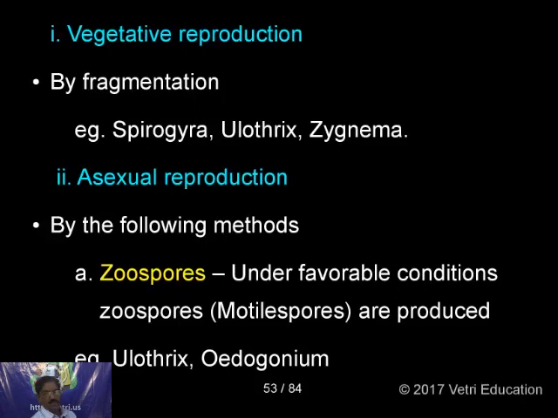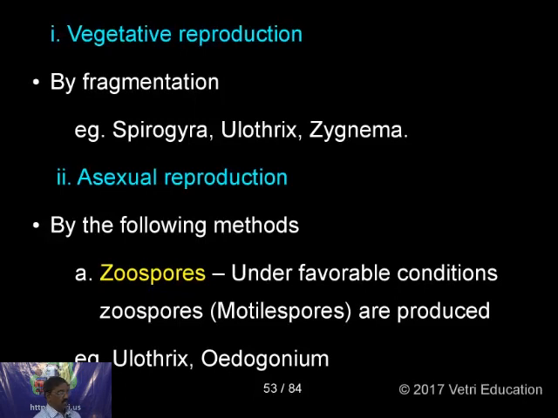Examples are Spirogyra, Ulothrix, Zygnema, etc. Regarding asexual reproduction, the plants produce a number of different types of spores. Number one is zoospores. Zoo means moving spores. Moving spores are called zoospores or motile spores.